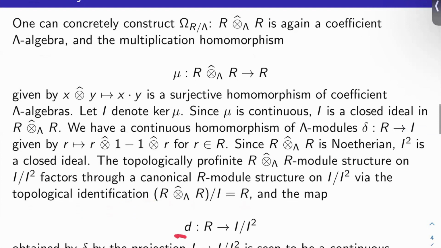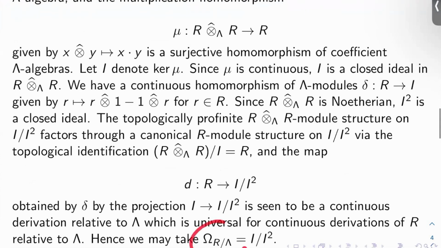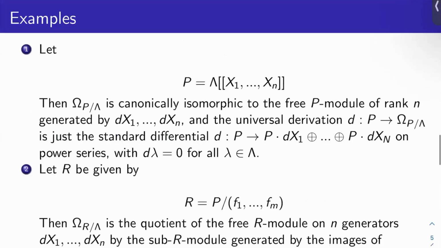And the map D from R to I mod I squared obtained from delta by projection from I to I mod I squared. So you just take delta and follow up with projection. This is actually just seen to be a continuous derivation relative to lambda. And it's seen to be universal for continuous derivations of R relative to lambda. In other words, you can take omega of R over lambda to just be I mod I squared. You're linearizing here. So you're taking things and killing off square parts. Okay, so this isn't really too surprising.